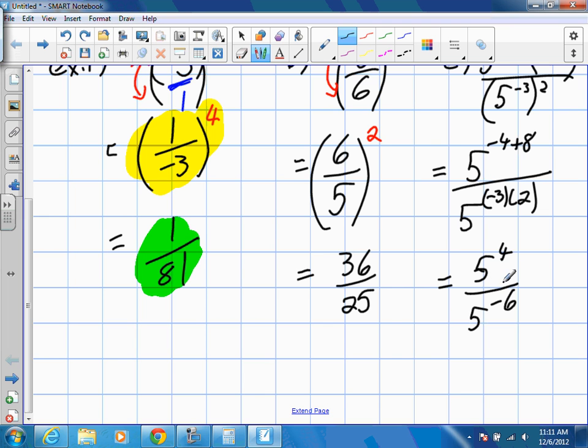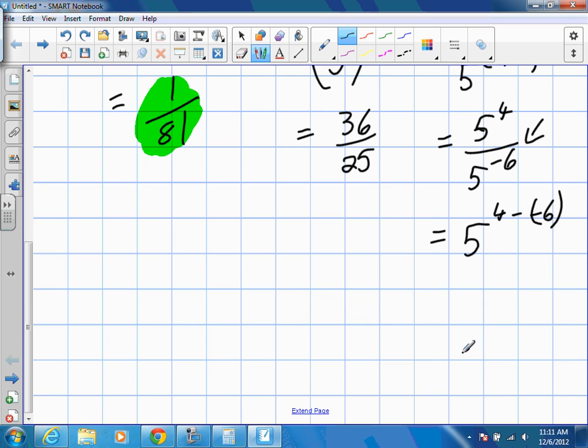We're still not done. We need to get it to a single base. Because this is division, we have to subtract the 2 exponents when we simplify. So we still have base 5, 4, subtract negative 6. What is it going to be? That's right. So our final answer would be 5 to the power of 10. And when you evaluate that, you get some term.